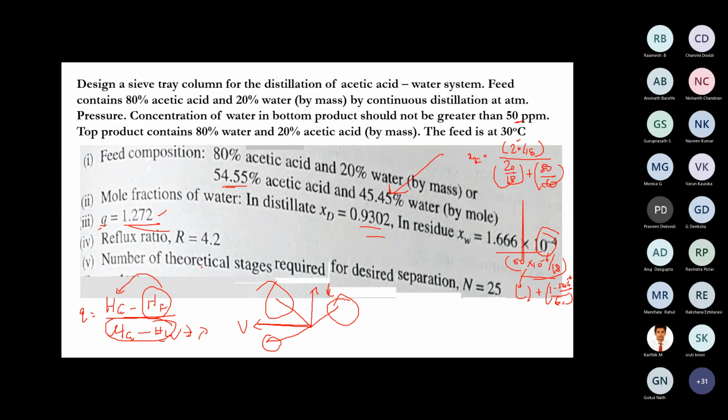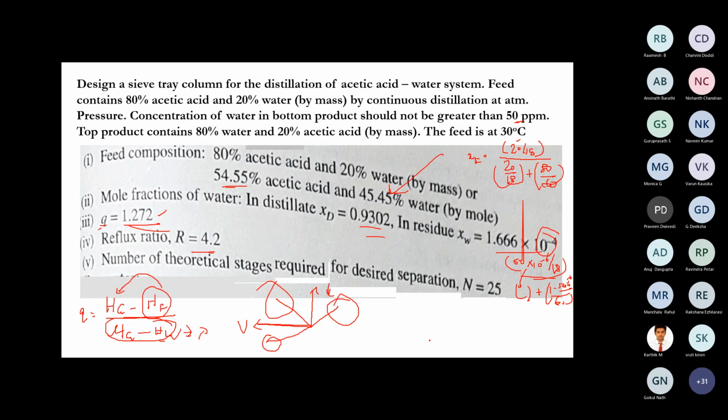So the reflux ratio here is given, or what you should do is calculate the minimum reflux ratio. How will you do that? What is the first step in the McCabe-Thiele method? First you have to draw the vapor liquid equilibrium curve, using the VLE data for the acetic acid water system. So you have to get the vapor liquid equilibrium data, then mark the points XD, XF and XW on the diagonal line.